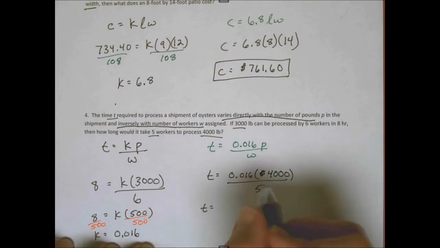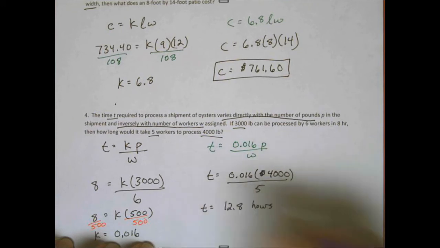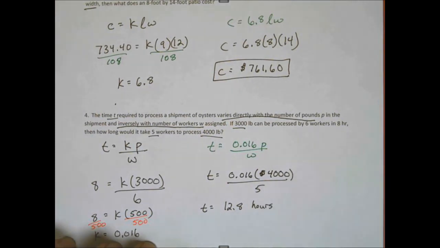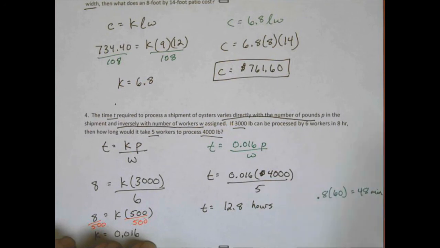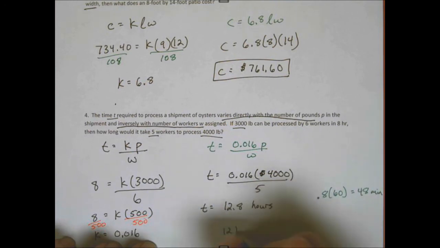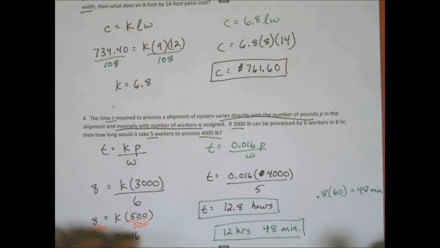And that is 12.8 hours. We don't normally talk about time in terms of 0.8 hours. So if we do 0.8 times 60, that's 48 minutes. So you could say 12 hours and 48 minutes. I'm okay with either one, but just include your units.